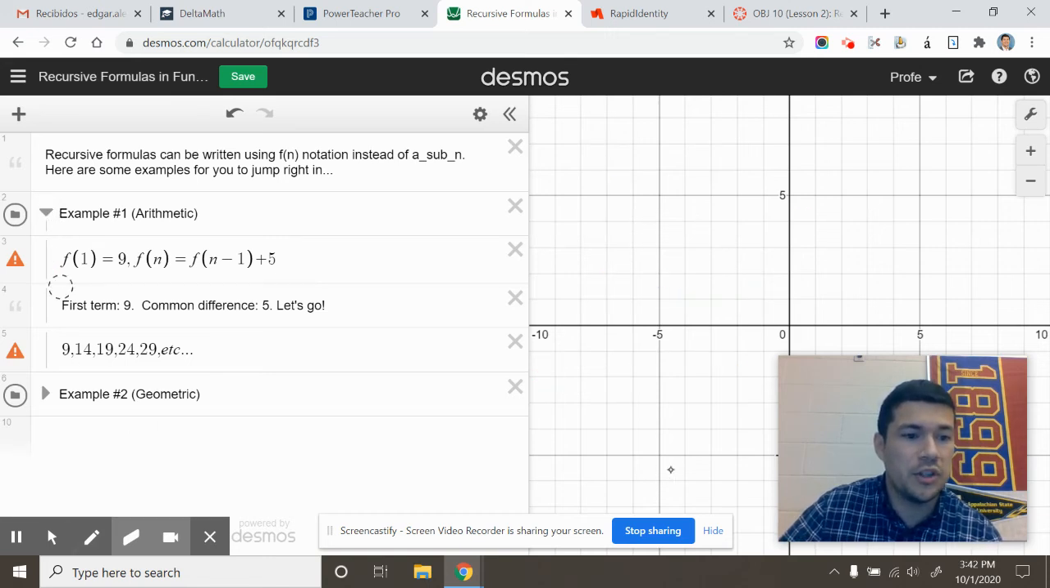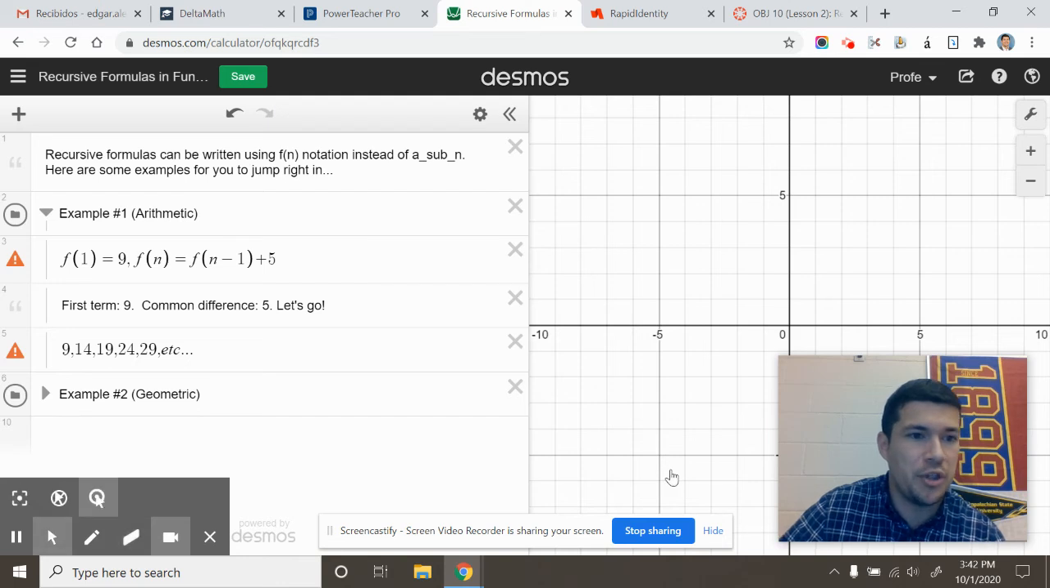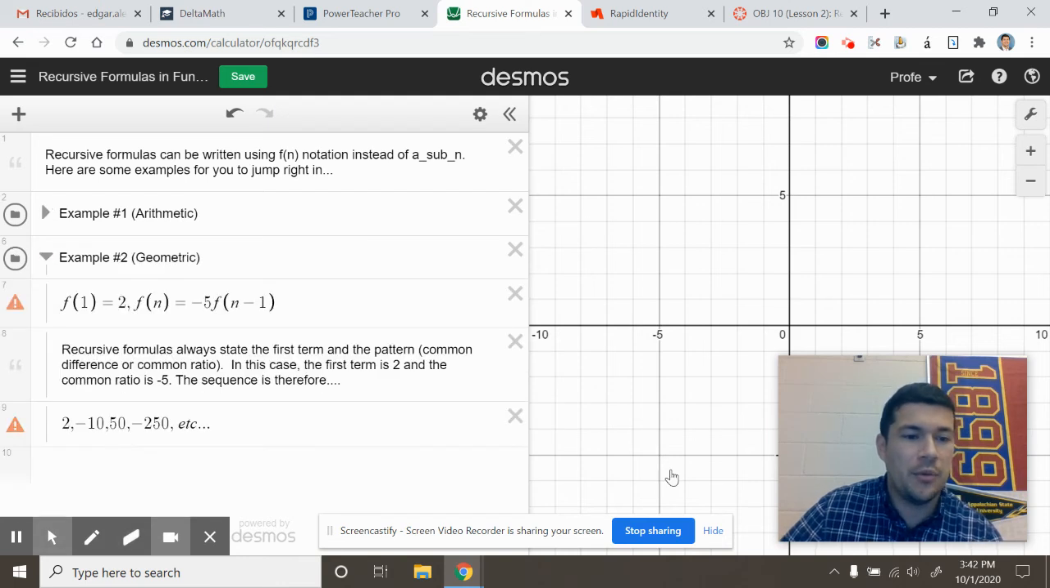Okay, we can do this also with a geometric example. Remember, geometric is exponential. And with the geometric example, I have f of 1 equals 2, f of n equals negative 5 times f of n minus 1. All right, in other words, the first term is 2. Common ratio is negative 5, so multiply by negative 5 each time. So 2 times negative 5 is negative 10. Negative 10 times negative 5 is 50, and 50 times negative 5 is negative 250, et cetera, et cetera. So that is how you write recursive formulas using function notation.